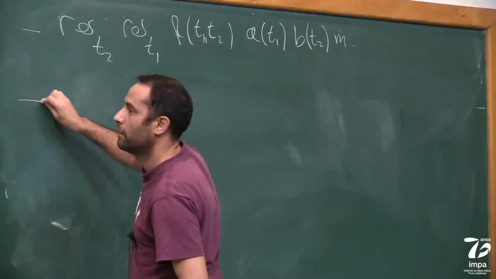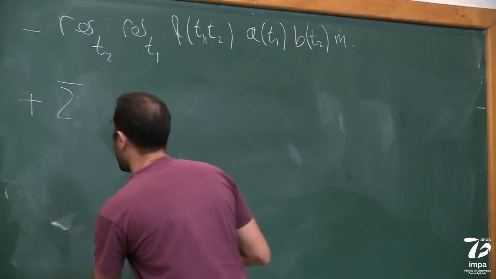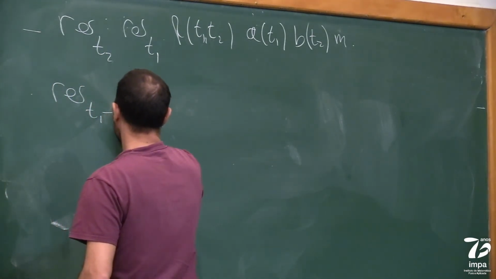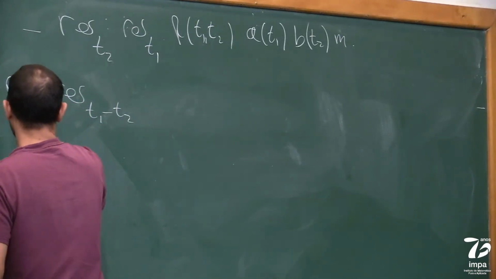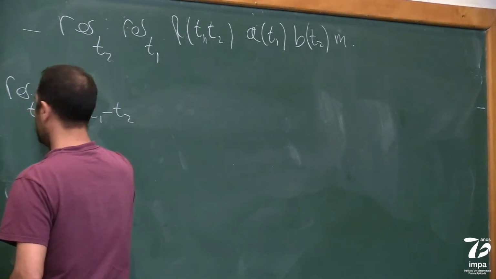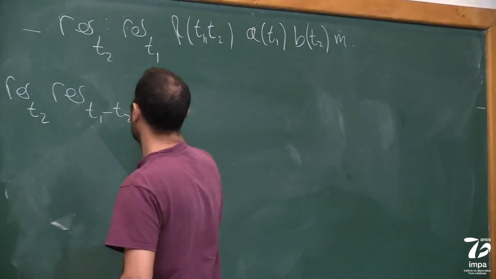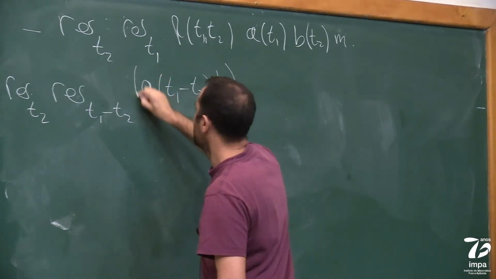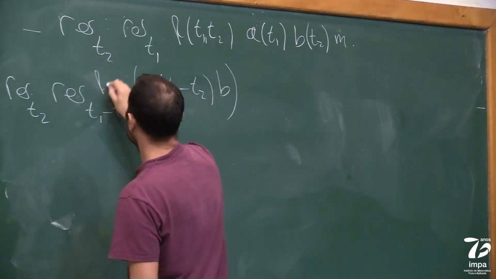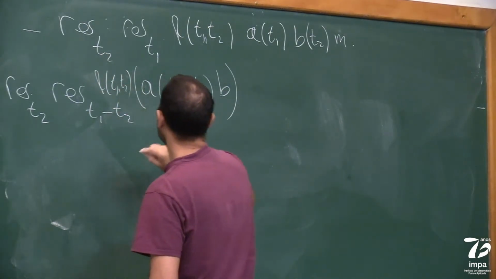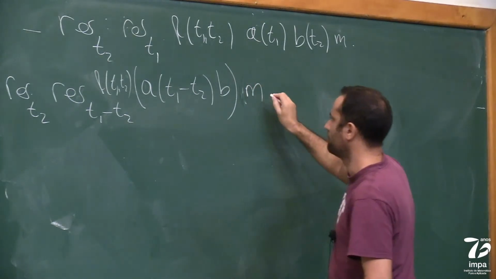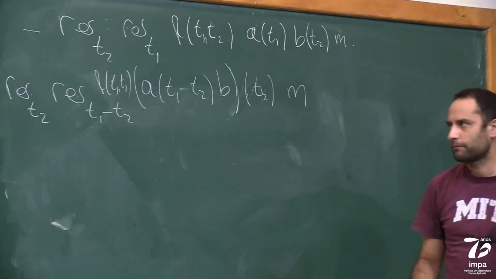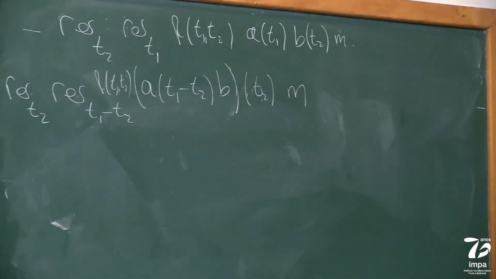And then the last one is, again, a residue. But this one is a different residue. This is the residue of T1 minus T2, and then the residue at T2. And this is A of T1 minus T2 applied to B. Take that field and apply, I need still to multiply by f of T1, T2. Take that field and apply it to M. So the three of them are double integrals.